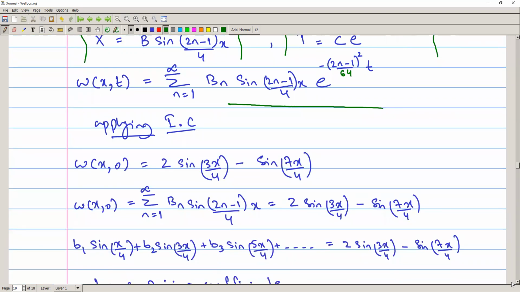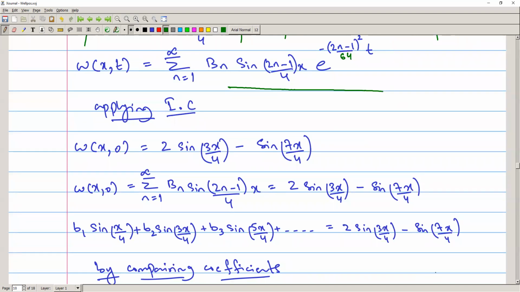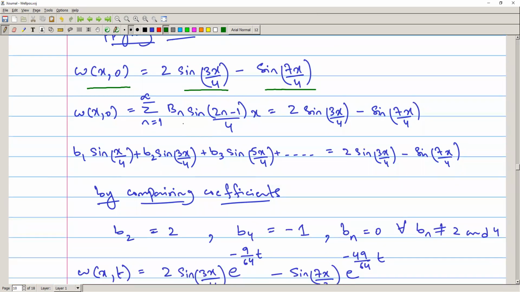All right. Now we will apply the initial condition. The initial condition is w(x, 0) equals 2 sin(3x over 4) minus sin(7x over 4), right? And we know how to apply this condition to the problem, right? So w(x, 0) will be equal to the summation from n equals 1 to infinity of b_n sin((2n minus 1) x over 4). That is equal to this function, right?